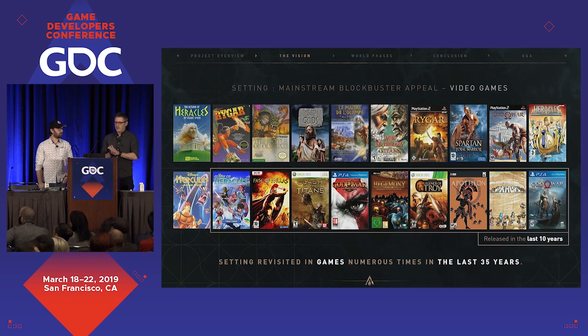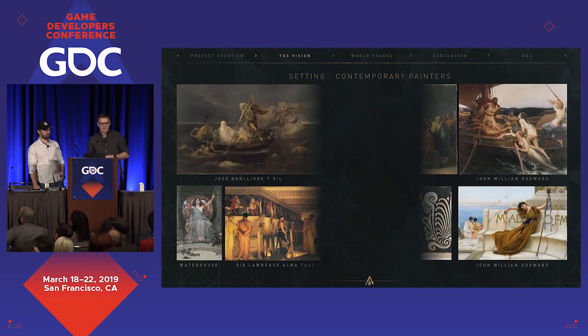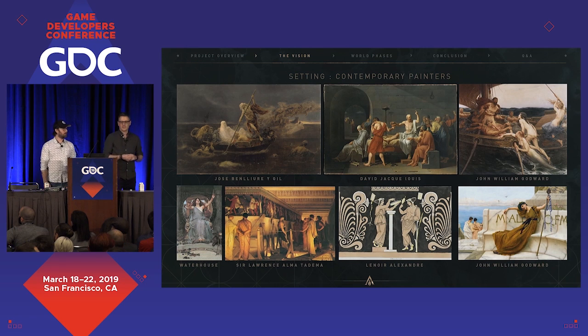The key was to see what the key threads were in those games and movies, to see if we could either tap into them or reinvent them in some cases. And we did the same exercise with contemporary painters. We wanted to see how they painted or visualized that time period. Artists like John William Godward or John William Waterhouse were very inspirational for us.